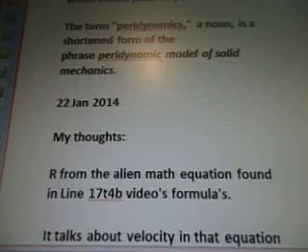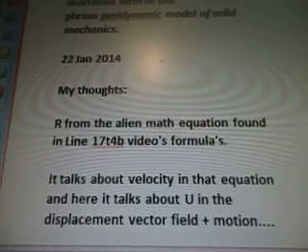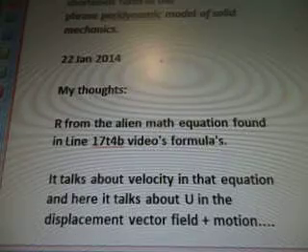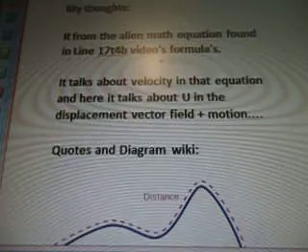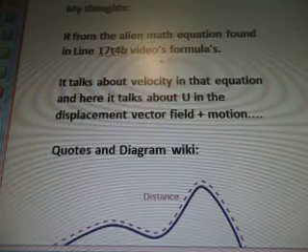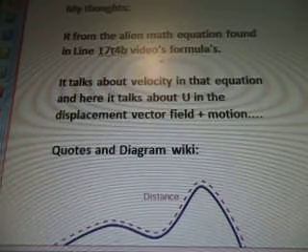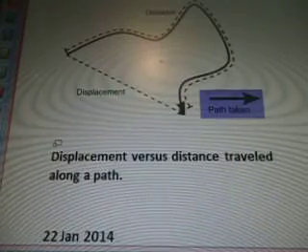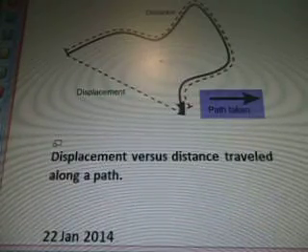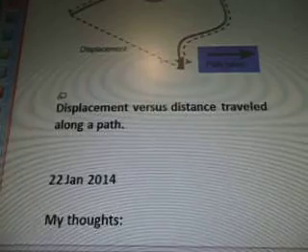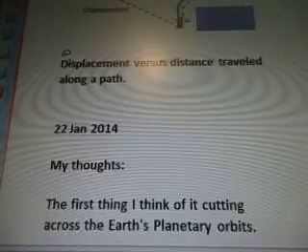January 22nd, 2014, my thoughts are from the alien math equation found in line 17 T4B video's formulas. It talks about velocity in that equation, and here it talks about u in the displacement vector field plus motion. Quotes and diagrams from Wiki. It shows displacement and then distance and the path taken. Displacement versus distance travelled along a path.